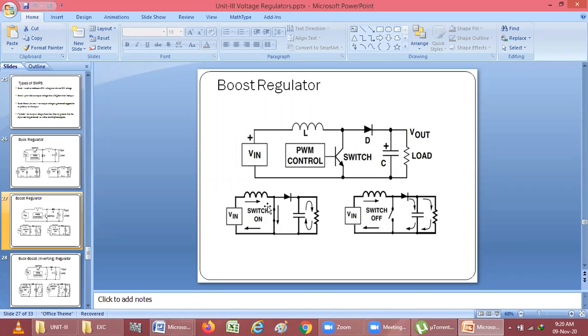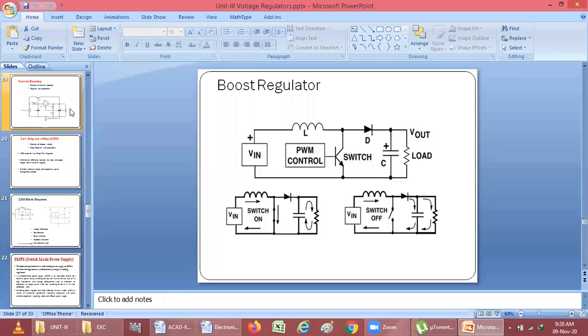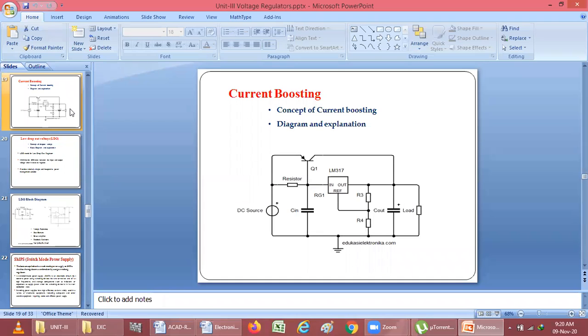But when it is behaving as a closed switch, some amount of current will flow through this side and some amount of current will flow through the diode. So this is the circuit diagram for the whole boost voltage regulator. This is a type of switching voltage regulator. Buck boost we will see in the next session. So in today's session we have seen about current boosting. It means we can increase the amount of current at the output by using the switching mechanism. Here we are using the switch.